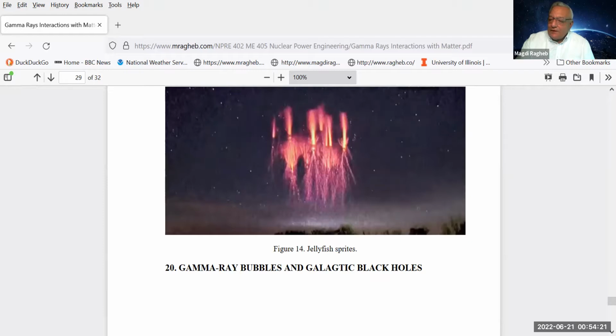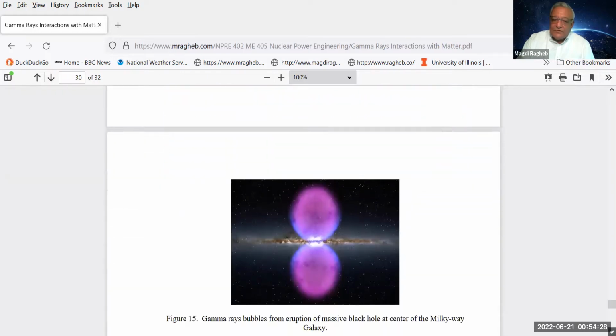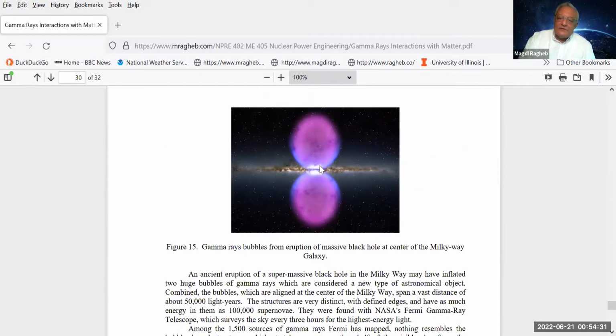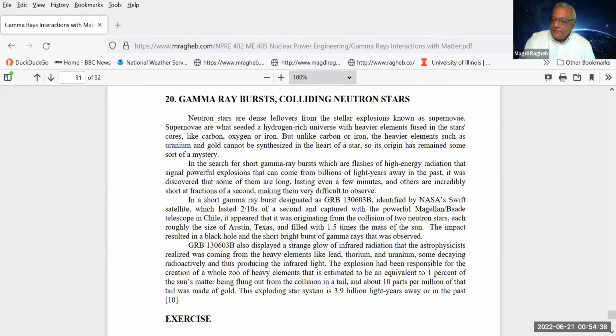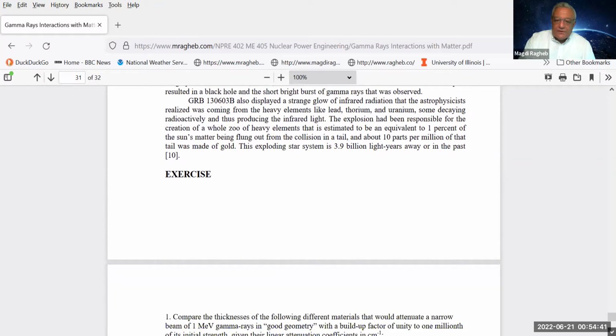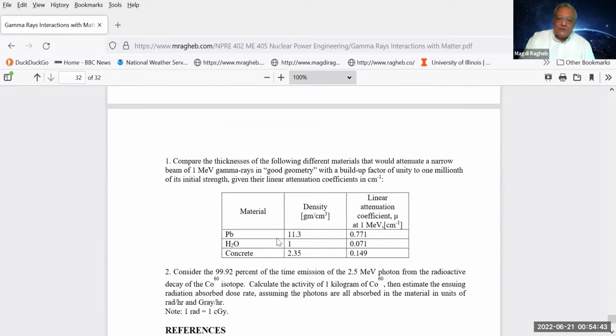All right, the gamma ray bubbles occur also, and that's what I'm trying to show you. The thinking is that the center of our galaxy has a black hole with 2 gamma ray bubbles on top and the bottom of it. So I'll give you a small problem here in shielding with lead, water, and concrete, and just apply the gamma ray equation. And you should expect to know what are the methods of gamma ray interaction with matter. And I'll close it at that.